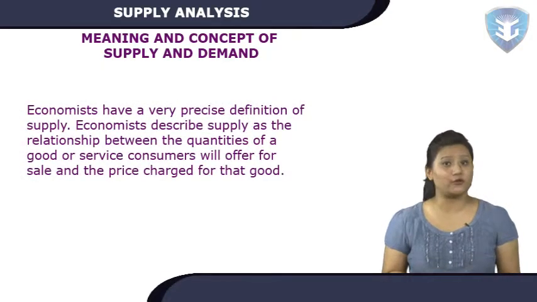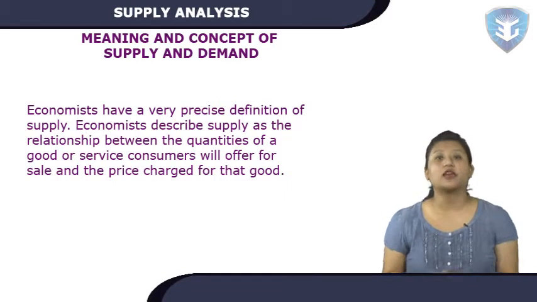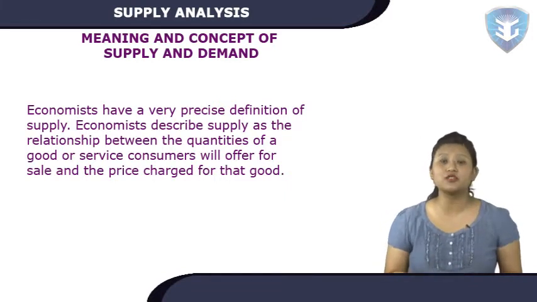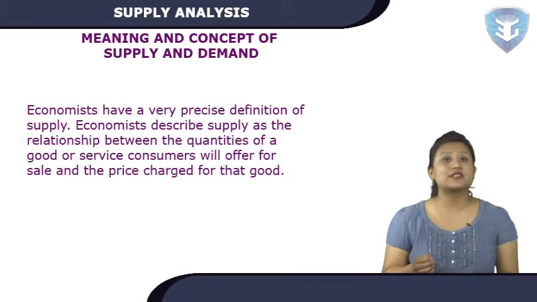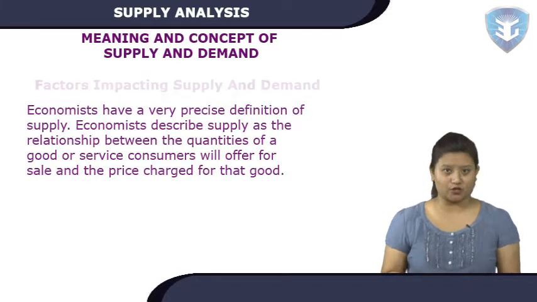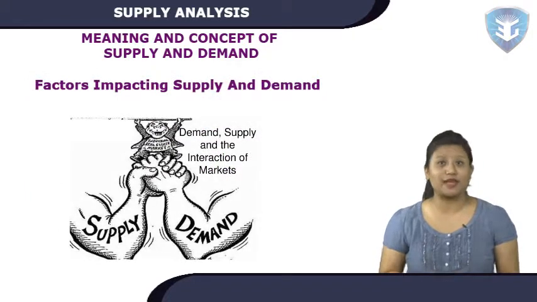Economists have a very precise definition of supply. Economists describe supply as a relationship between the quantities of a good or service consumers will offer for sale and the price charged for that good. Factors impacting supply and demand.